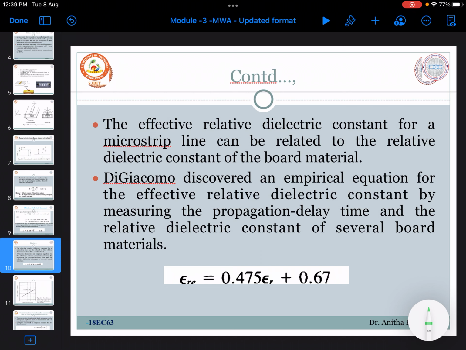Coming to this epsilon r effective, that is the effective dielectric constant of the microstrip line. It is related to the dielectric constant of the board material that you considered. One person discovered an empirical formula by conducting experiments on different dielectric materials. He found, by using different materials, that it is 0.475 into epsilon r plus 0.67. It is 47% of the epsilon r value plus some constant.